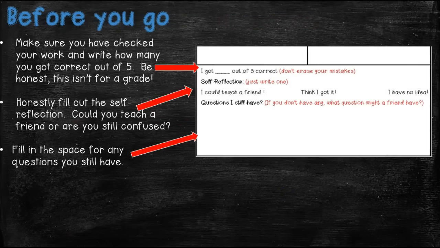Remember, be honest, it isn't for a grade. Honestly, fill out this self-reflection. Could you teach a friend, or are you still confused? And fill in the space for any questions you still have.